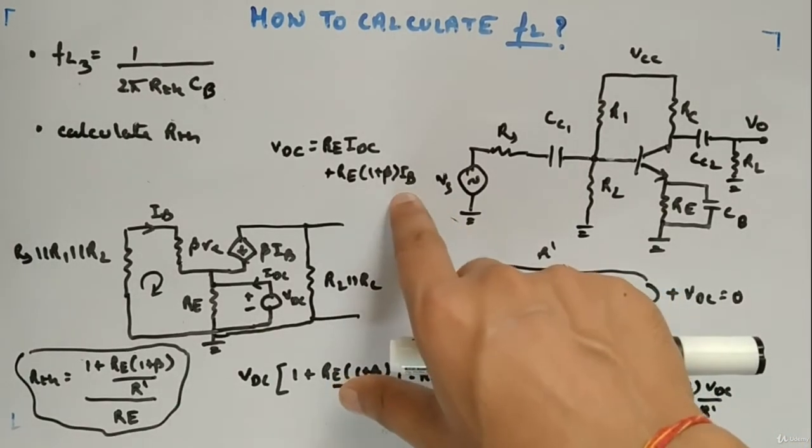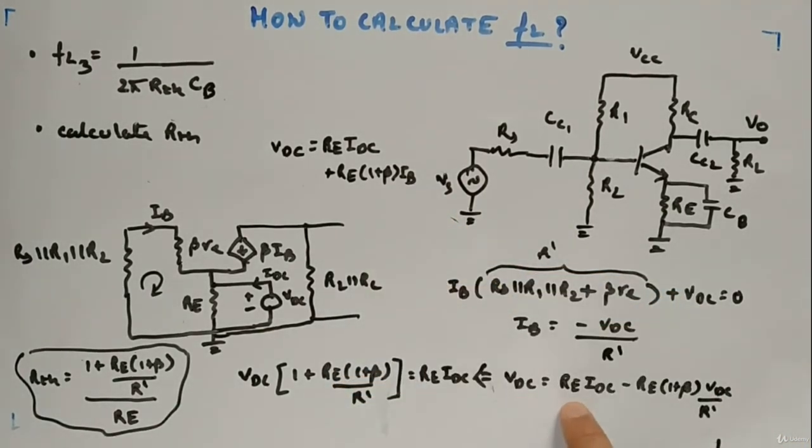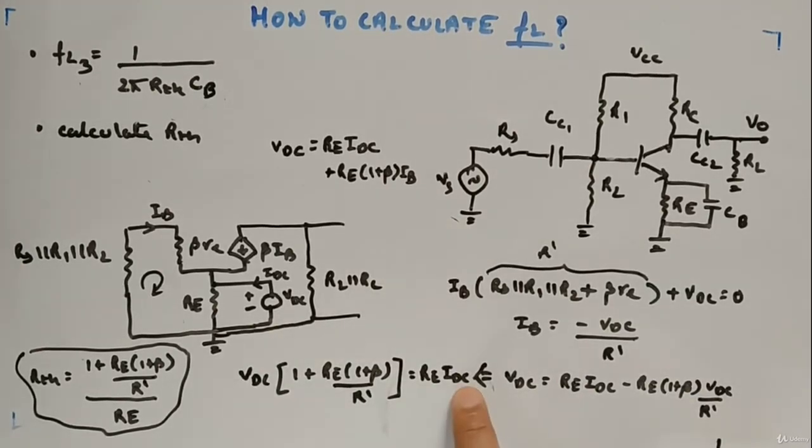I'll plug here. So you will get VDC is equal to RE IDC minus RE (1 plus beta) VDC divided by R dash. This whole term I'll bring on that side. So you will get VDC (1 plus RE (1 plus beta) divided by R dash) is equal to capital RE IDC. Now we have VDC and IDC.